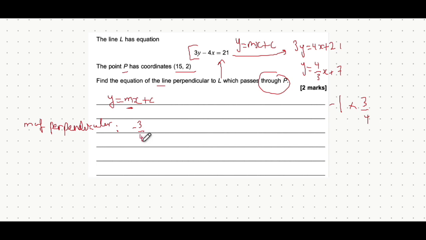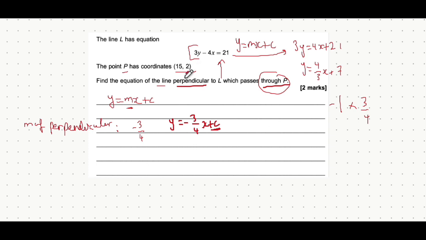Now that we know the gradient of that perpendicular line, we can put it in the form y equals mx plus c. But just before I do that, I'm going to increase the thickness of the pen. So y equals minus 3/4 x plus c. What we now need is the value of c. Well, we know a coordinate that this perpendicular line crosses through. It tells us that it crosses through point P. At point P, x is equal to 15 and y is equal to 2.